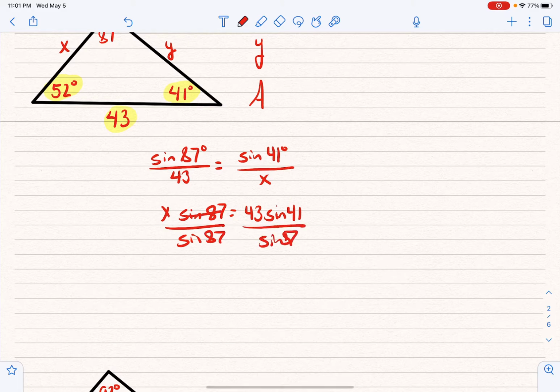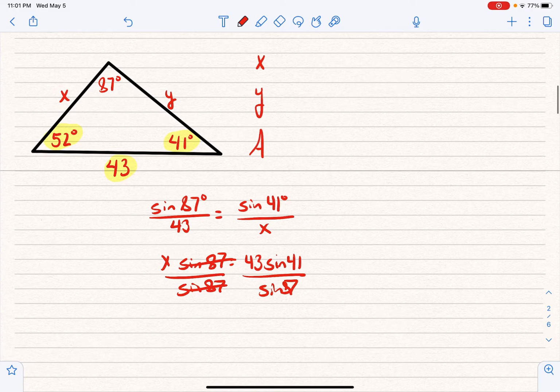And then that's what I have. So then I know that x is equal to that right there. So I go 43 times the sine of 41 divided by the sine of 87. And that gets me 28.24. So that's about 28.2.